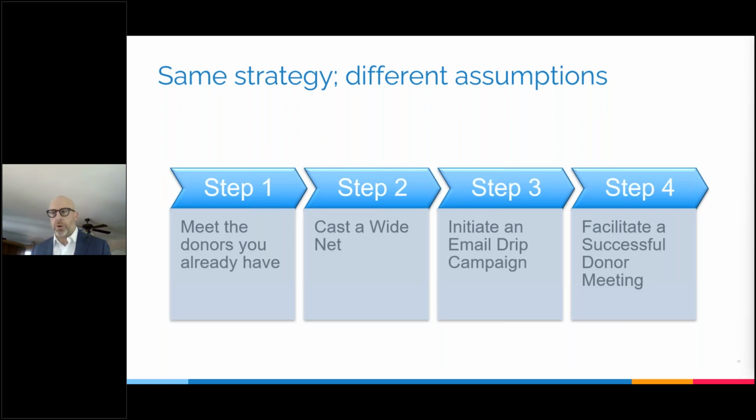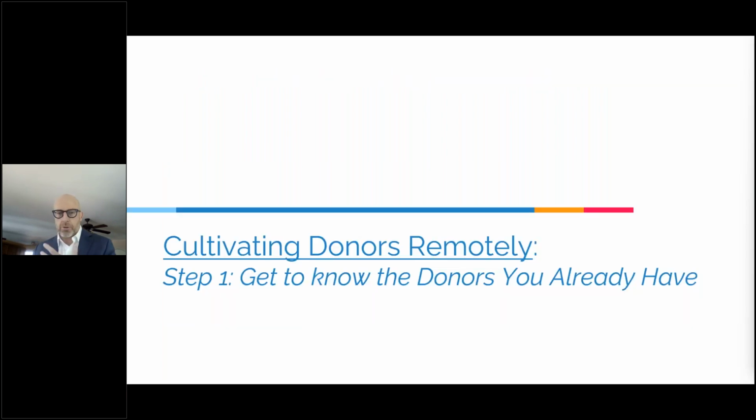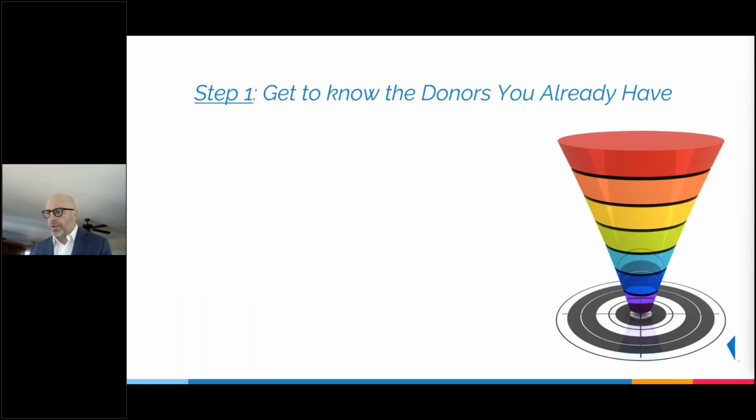So step 1, I'm going to encourage you to meet the donors you already have. To do that, I'm going to encourage you to cast a wide net. You're then going to initiate an email drip campaign, some new thoughts here that I will present to some of you. And then you're going to facilitate a successful donor meeting. Now, we don't have time to really get too much into stewardship, but of course you want to make sure that's there as well. And really kind of, I think coloring all of this needs to be that reminder about Emmanuel Levinas, the face, the interpersonal, as we are leaning into the possibilities of remote fundraising so we can cultivate our donors remotely. Well, how do we do that?